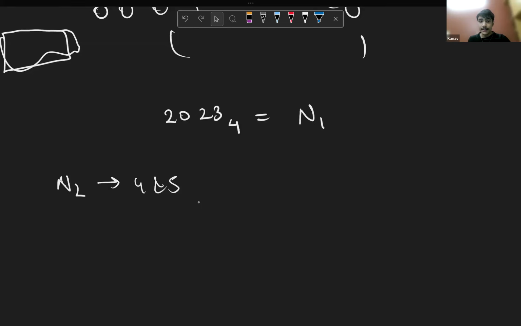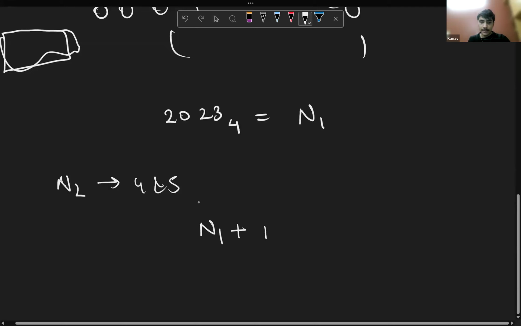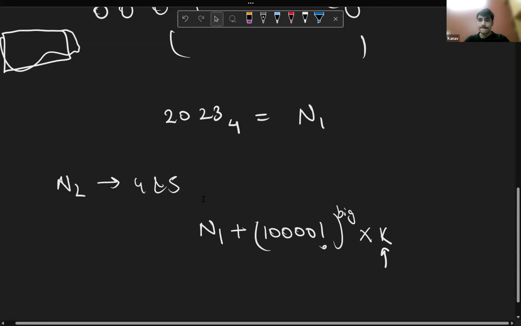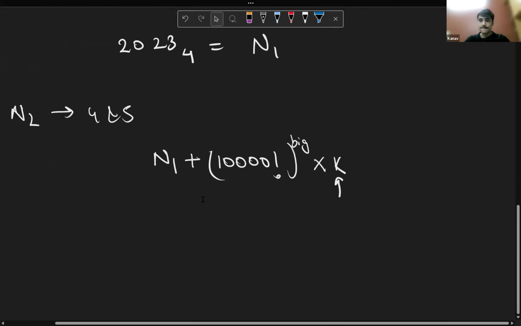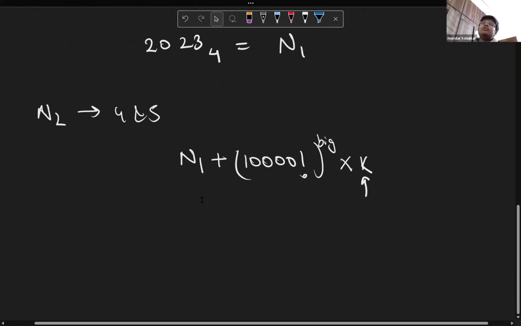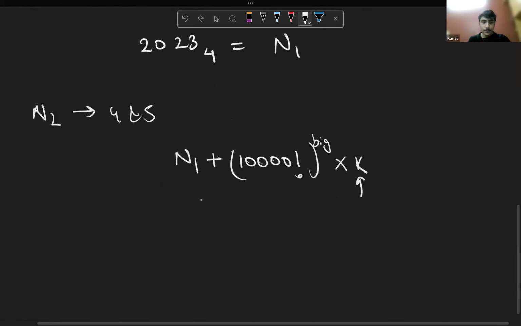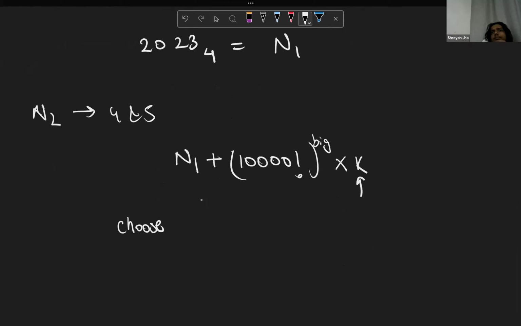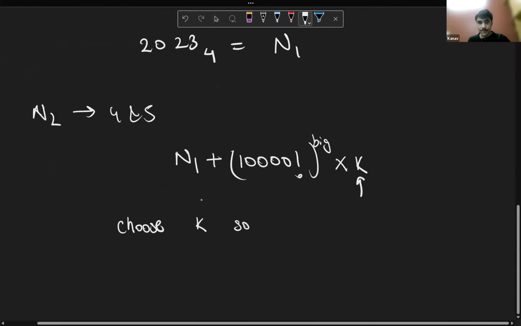Similar idea. I take n1, I add say 10,000 factorial to some big exponent, times my free constant k. Now, why is the free constant helpful? Then I can force the starting digits to have a 2023. Precisely. How do we know that you can force the starting digits to have 2023? So once again, I'll just come to that. We can choose k so that the starting digits work out.